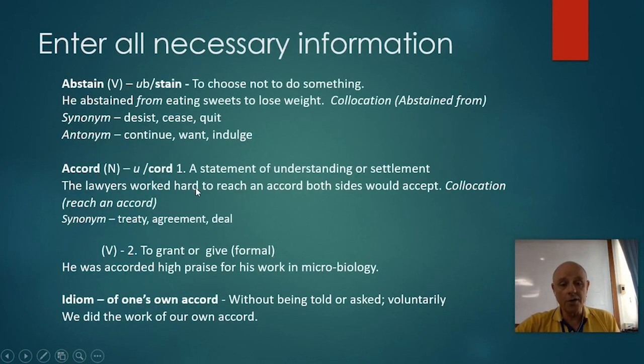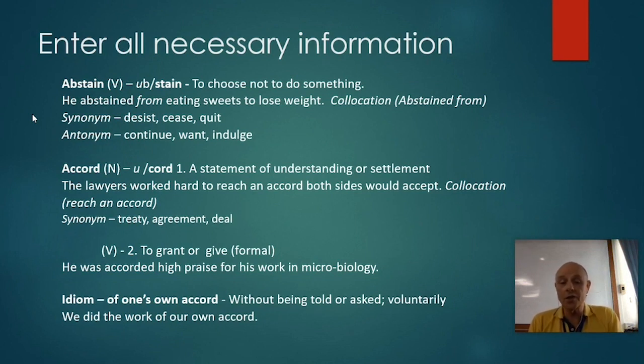All right, here are some examples. Up above here, we have just a very basic entry, abstain, which is a verb, and then I don't have the schwa key, so I just typed a U for abstain. Stress on the second syllable. To choose not to do something. And then I've got my example sentence. He abstained from eating sweets to lose weight.